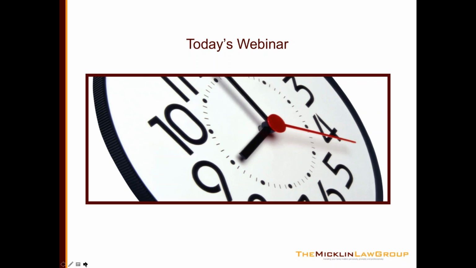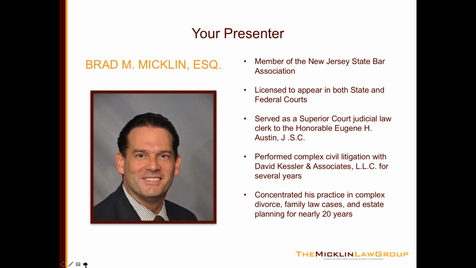All right, so that being said, let me give you a little background about me in case some of those in attendance may not know or have worked with me. My name is Brad Micklin. This is me. I am the managing member of the Micklin Law Group. I've been practicing law somewhat over 20 years. I'm a member of the New Jersey State and Federal Bar Associations, licensed in the state and federal courts to appear. I began my law career as a law clerk for Judge Eugene Austin. He was the supervising judge of special civil litigation.